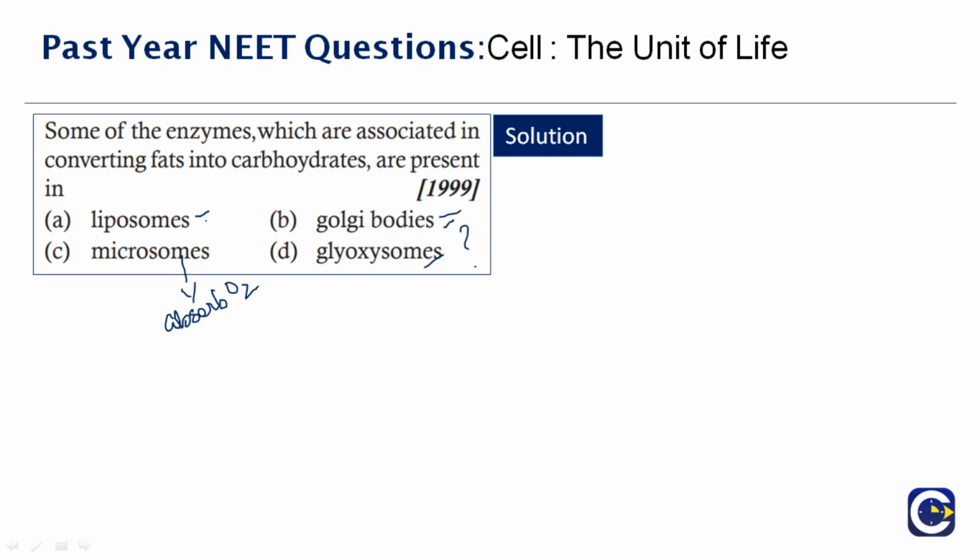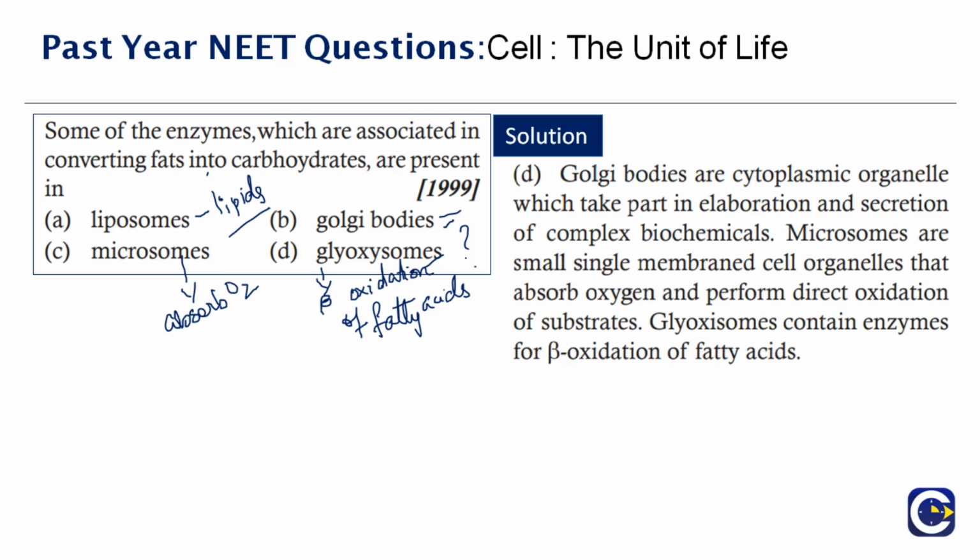If you talk about liposomes, they are also involved in some kind of this activity, but here it involves mainly lipids. What about glyoxysomes? Glyoxysomes contain enzymes for beta oxidation of fatty acids. That is why the conversion takes place in glyoxysomes. Now you understand why it is glyoxysomes. Therefore, the correct answer to this question is option D, glyoxysomes.